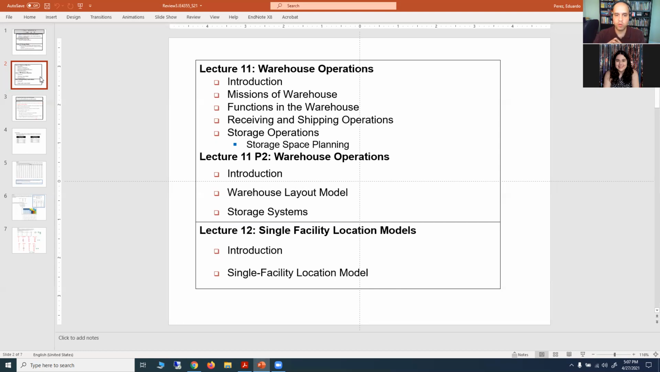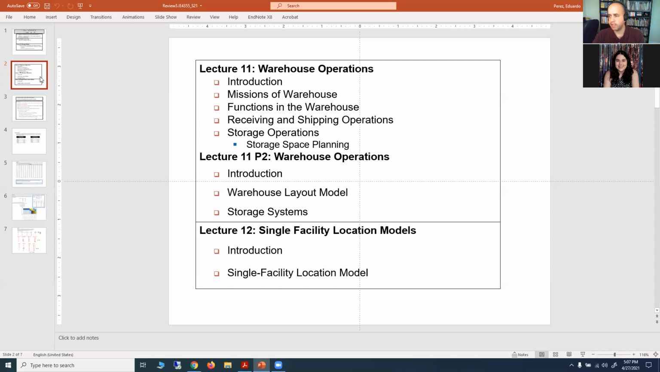That was one of the problems that you needed to solve, and also understanding the difference between planning for dedicated storage and randomized storage. If you were to plan for dedicated storage, how much space in terms of space for the product would you need? Those are the major problems that were discussed in these two lectures.